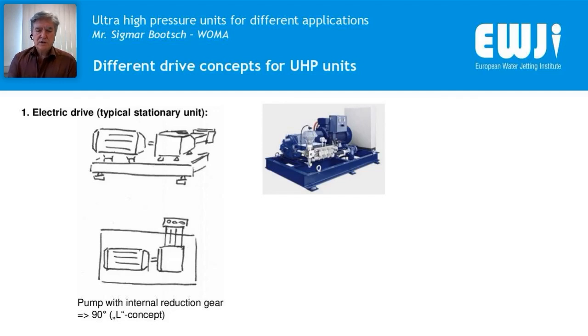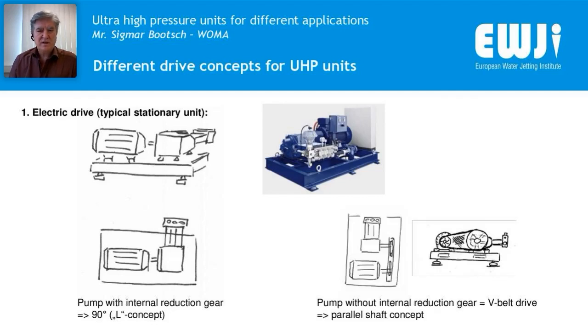The electric motor could be fixed direct at the drive shaft of the pump. In this case, normally a pump with an internal reduction gear is used. Another possibility is to use a V-belt drive. Here you can use also a pump without internal reduction gear.